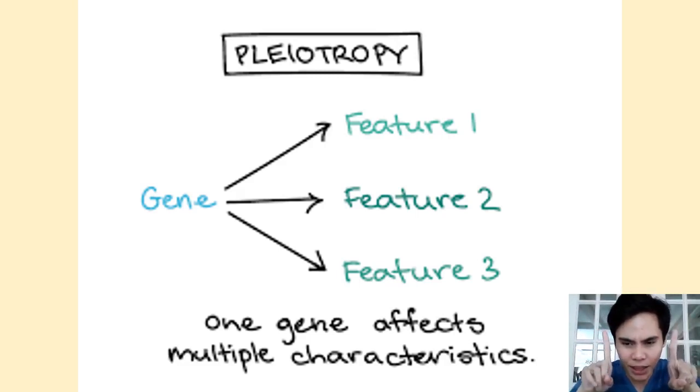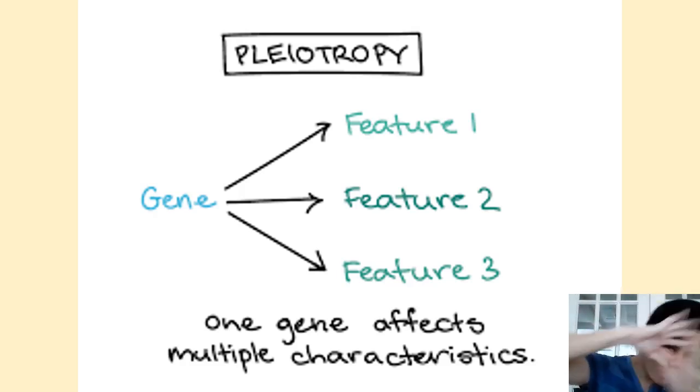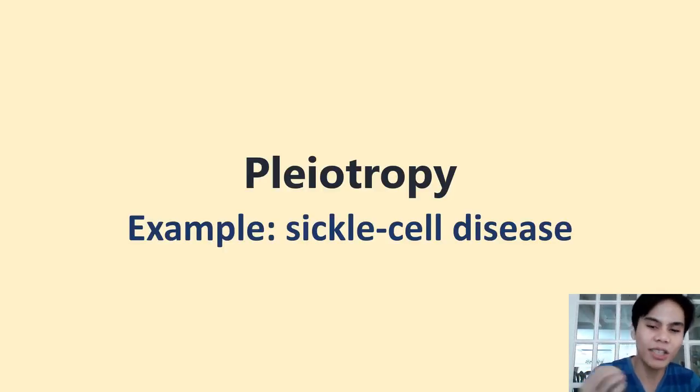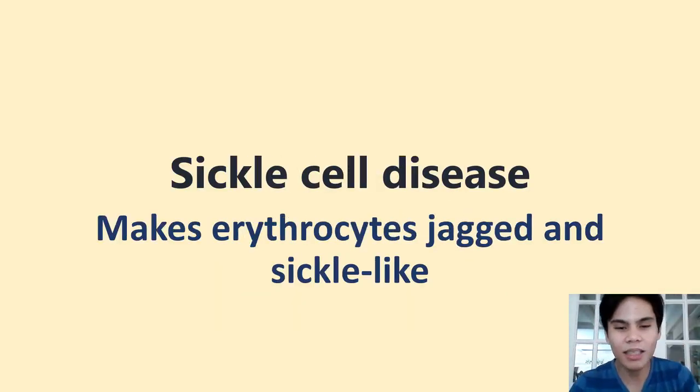Again, before, Mendel said one gene, one characteristic. In this case, one gene will go to many characteristics. All right. So your example of this is sickle cell disease. So sickle cell disease has many characteristics, but most apparent is that your blood cells look like sickles.